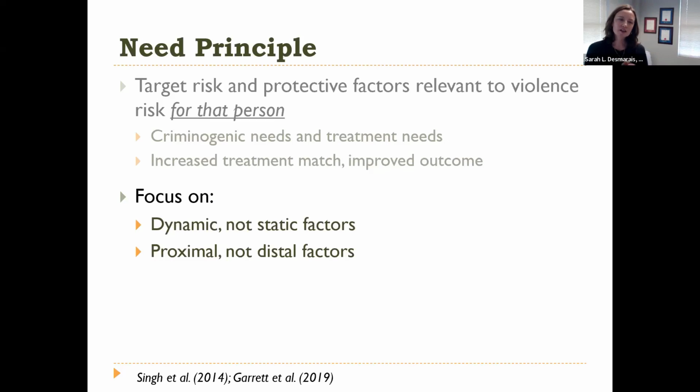And then also focusing more on the proximal factors. So the things that are happening in their recent past as opposed to, again, more historically, because we know that what's going on right now is more relevant to what's going to happen in the near future. What's happened 20 years ago for some folks, or sometimes 40, 50 years ago for some folks, is less relevant to the near term for the planning and intervention.